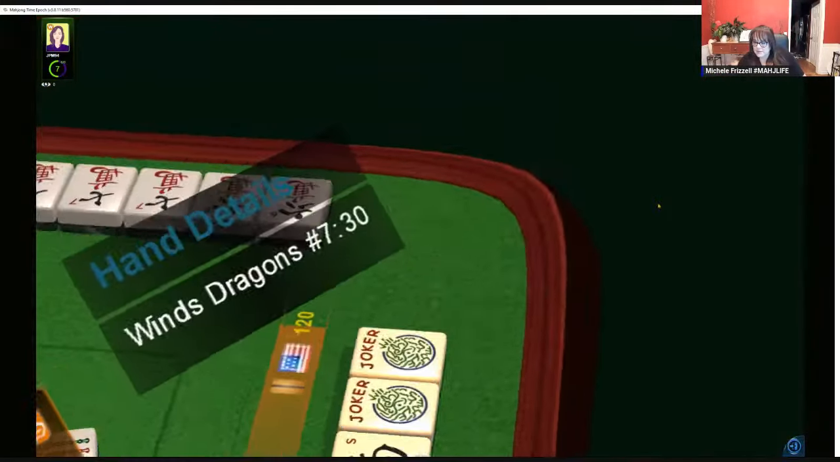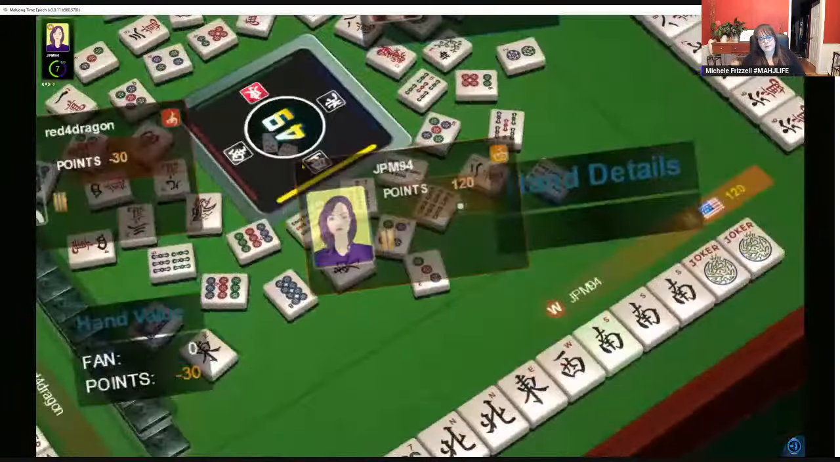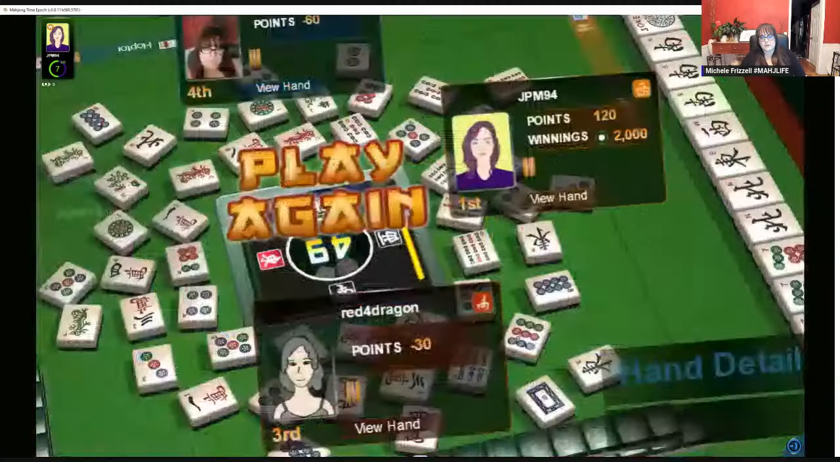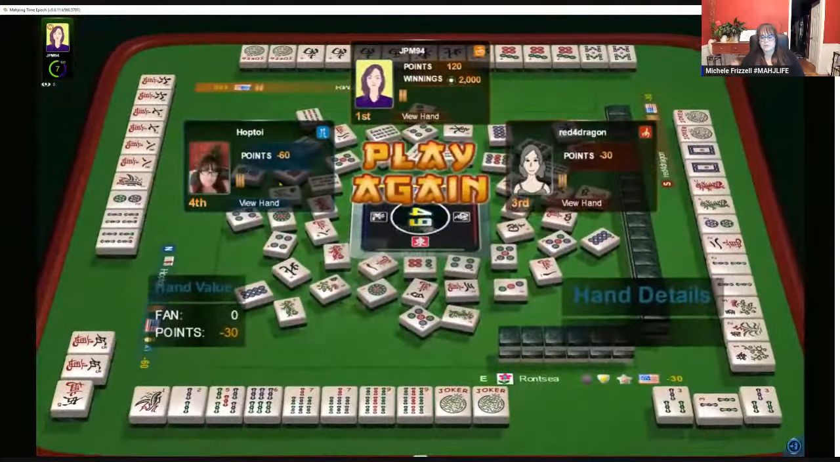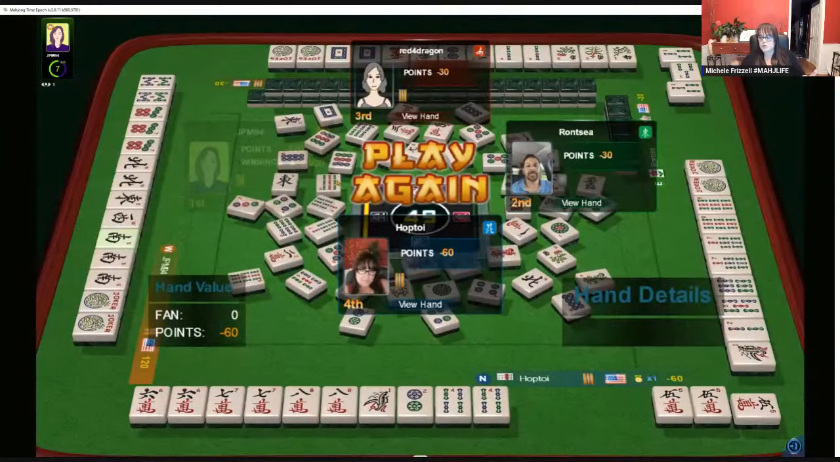All right, let's see. It's five till. Here's winds concealed. Over here, looks like numbers with twos. Over here, we're doing odds. Over here, our tiles were in the wall.